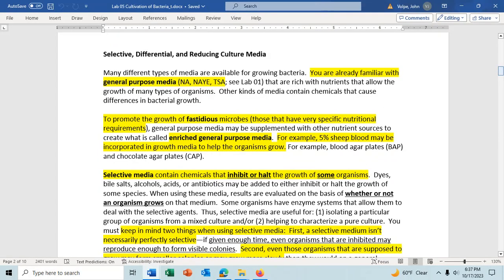You're already familiar with general purpose media, such as nutrient agar, NA, TSA, tryptic soy agar, and then nutrient agar with yeast extract. These are media that are designed to grow many types of bacteria. They're not selective, but they do not grow fastidious organisms.